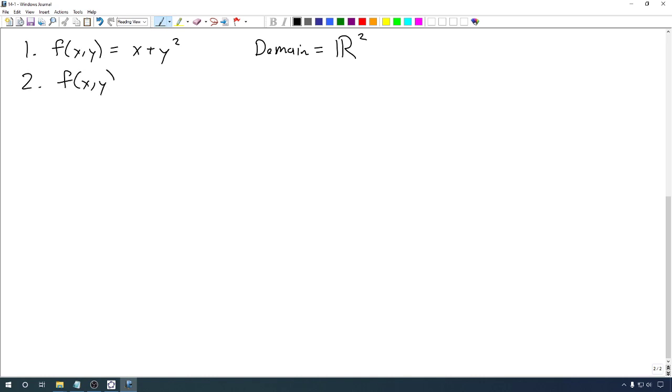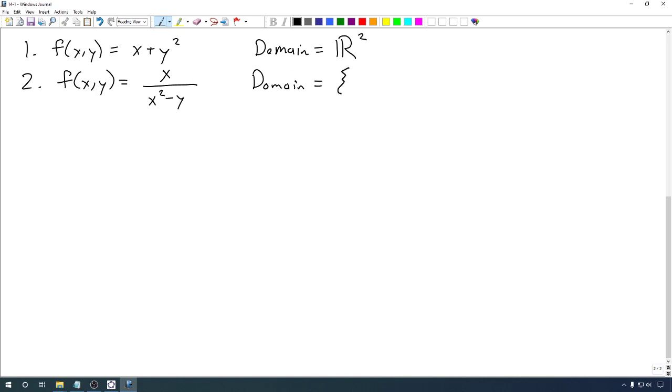Next example, here we're going to let f of x, y be x divided by x squared minus y. Now, of course, here we have an issue if the bottom is ever equal to 0. If y is ever equal to x squared, then the bottom is 0 and we have a big problem. So we're going to have to exclude those points. But those are the only ones we have to exclude.